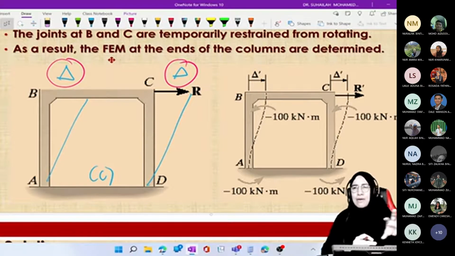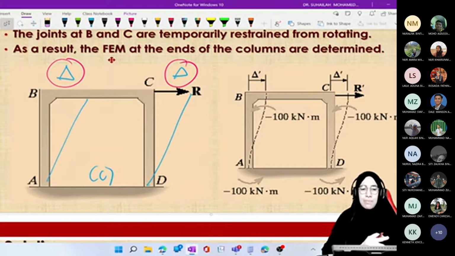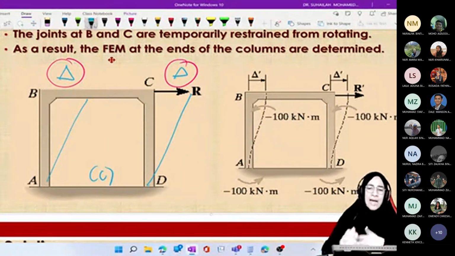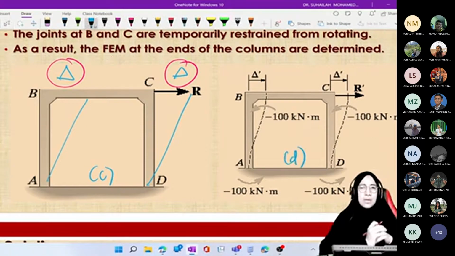Remember that C comes from the original question, which means the delta here is the original value that we do not know. So when we do not know the delta value in C, we cannot calculate FEM for diagram C. So what should we do? Here we need to introduce another diagram called diagram D.